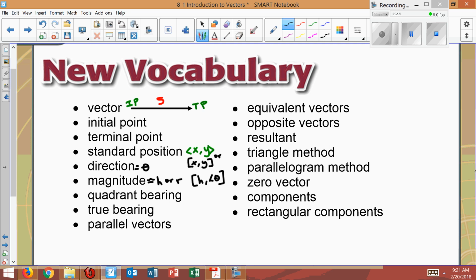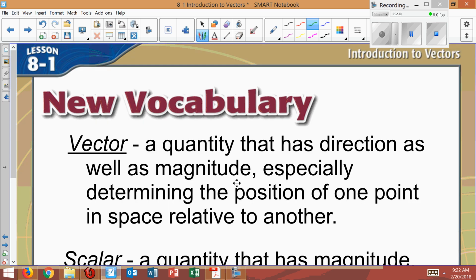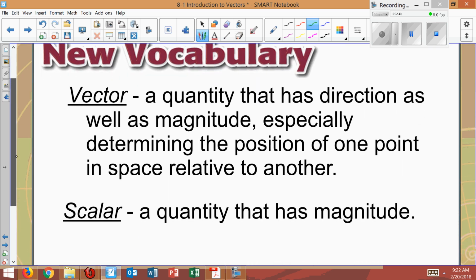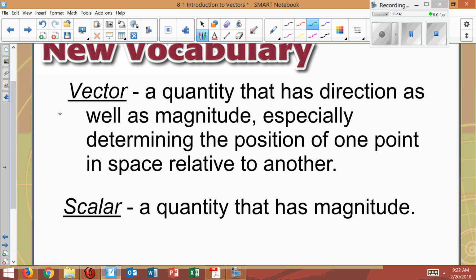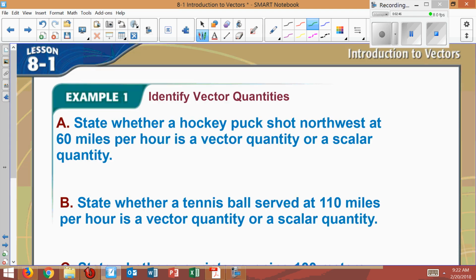Rectangular components, I'm going to jump down to here. That is the x, comma, y. That is the rectangular components, x and y. A standard component or something like that would be magnitude and direction, this form versus this form. All right, so here we go. Vectors: a quantity that has direction as well as magnitude. So again, direction and magnitude.